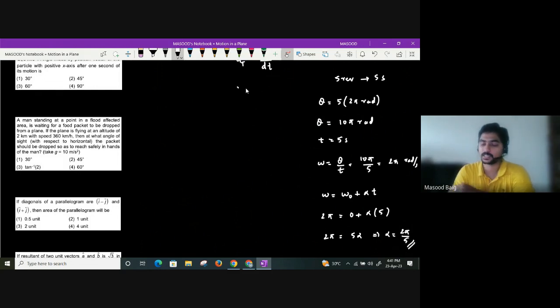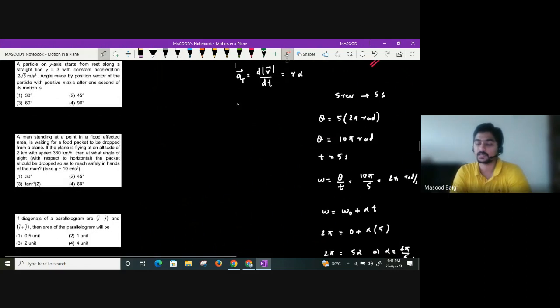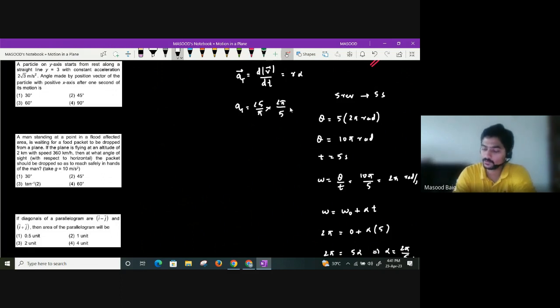So what is our tangential acceleration now? It will be given as r alpha. R was given as 25 by pi. And what did I get alpha value? 2 pi by 5 we got. So you can cancel out pi and pi. The value will be 10 meter per second square, guys. I'm going to get tangential acceleration as 10 meter per second square. You can also apply omega square is omega naught square plus 2 alpha theta. Because you don't know omega value, so you keep it aside, guys.